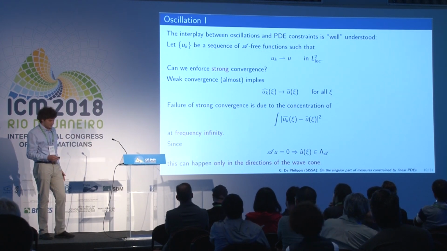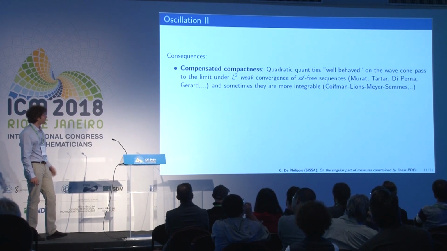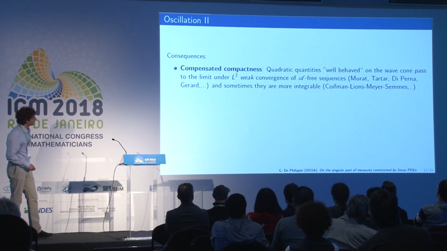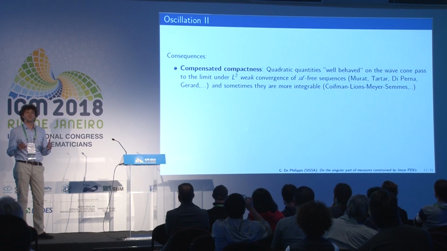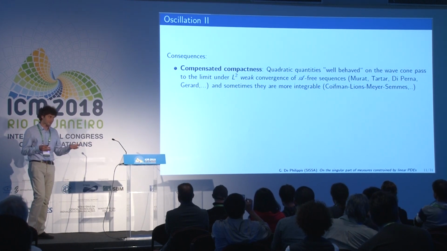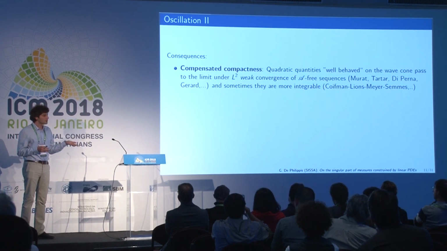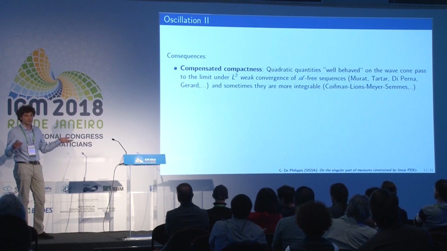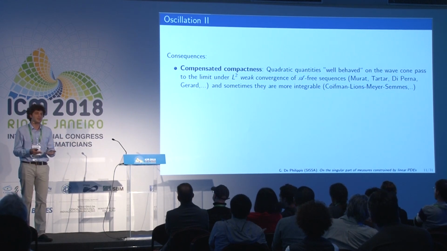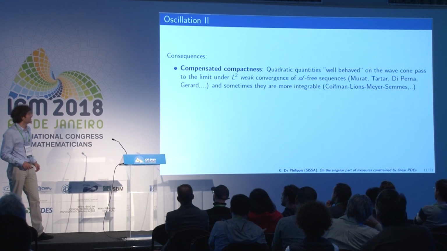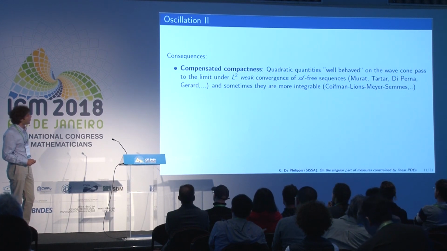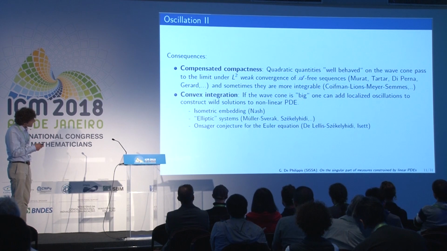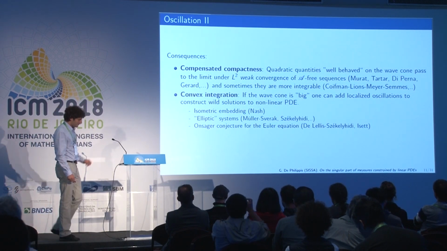And so, for instance, two well-known but striking consequences of this fact: one is the theory of compensated compactness, which is due to Murat and Tartar, and there are several other applications. It tells you that if you have a quadratic quantity which is well behaved on the wave cone, so on that part of the state space where you don't have control, then this quantity passes to the limit under weak L2 convergence, which is something you don't expect, because it's a quadratic quantity, the product of two weakly converging sequences, which has no reason to pass to the limit. And probably the best known outcome of this theory is the Div-Curl lemma of Murat and Tartar.